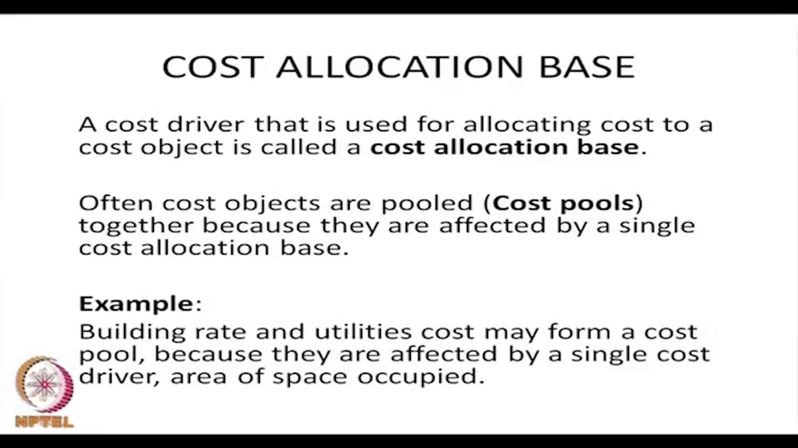In such a situation, we pool all those cost objects and call them cost pools, because each of the cost objects in that cost pool is affected by a single cost driver or by a single cost allocation base. So, we can say that buildings, utilities, machines can be put together as a cost pool, because they are affected by a single cost driver such as area of space occupied. So, this is a cost pool. Similarly, we can pull together different cost pools.